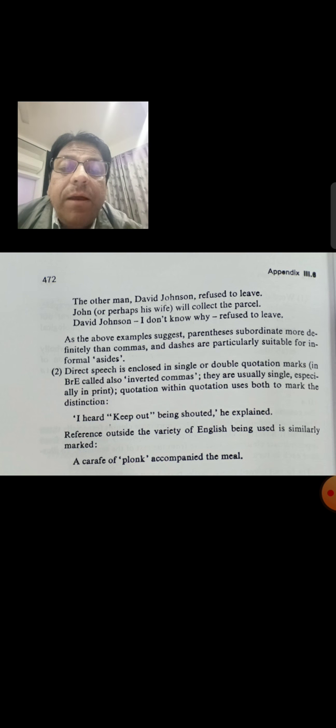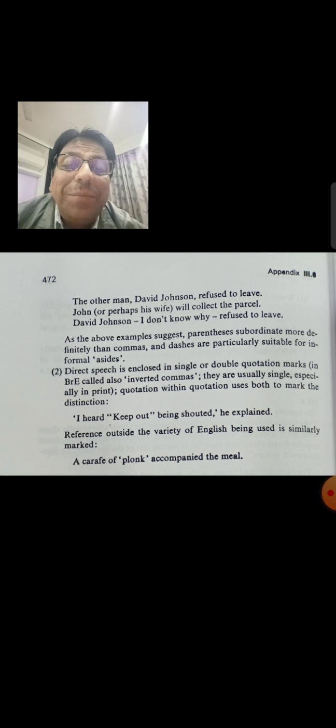Parenthetic matter may be either adverbial, it may be appositive, or structurally unrelated. And the punctuation marks for parenthetics can be commas, or they can be dashes, or they can be brackets. Now, an example is: the other man, David Johnson, refused to leave. So we have a comma after the other man. Then we include the parenthetic material, that is David Johnson. Then again we have the comma to end the included matter, and then the sentence follows.